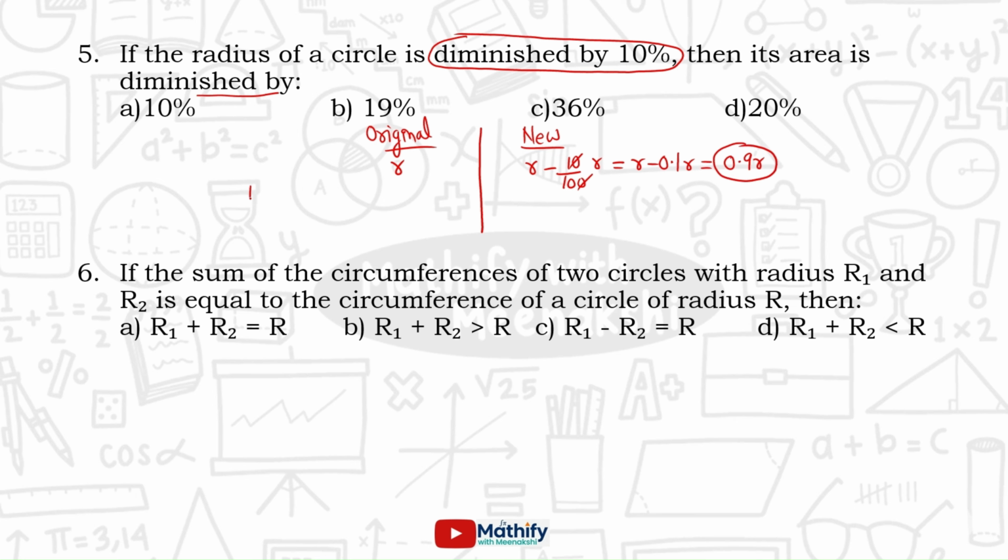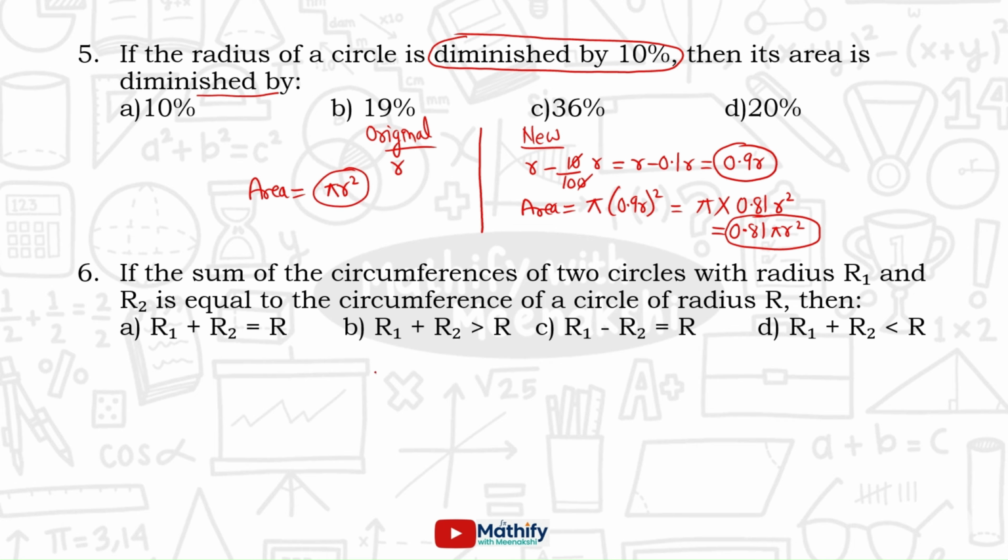Now, what was our original area of a circle? That's pi r square. And what is the area of new circle? Again, pi r square. But now r is 0.9 of r. That means pi into 0.81 r square. You can say 0.81 pi r square. They are asking diminished by, that means decrease percent.